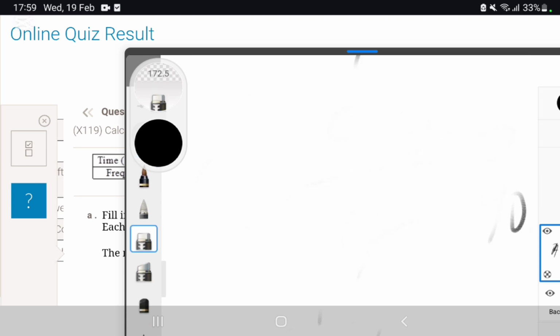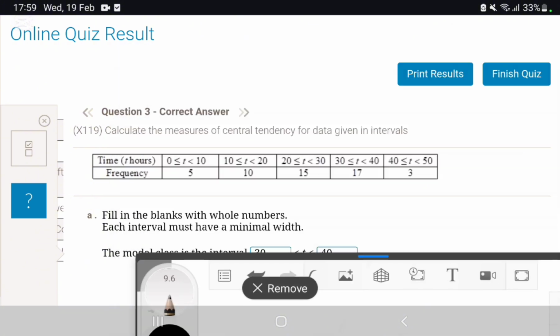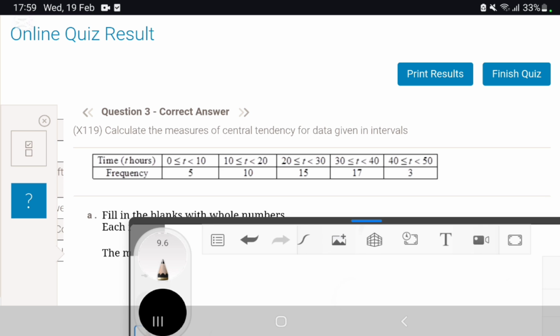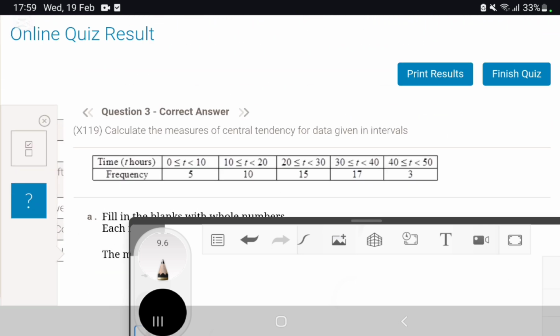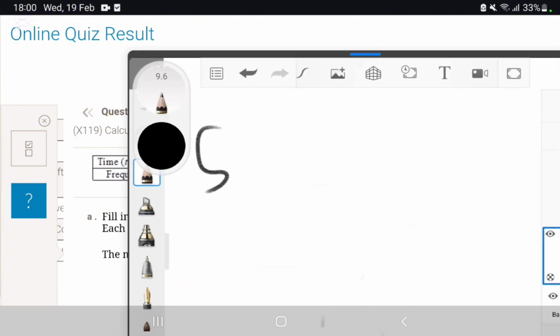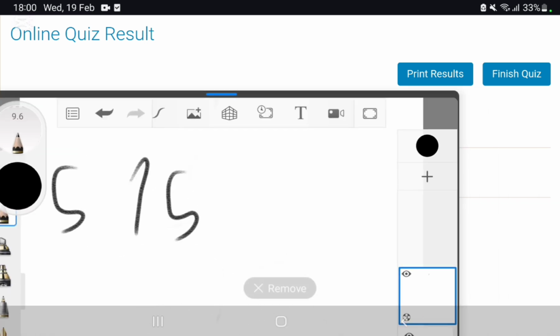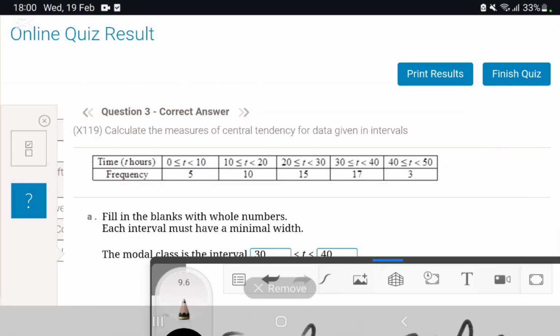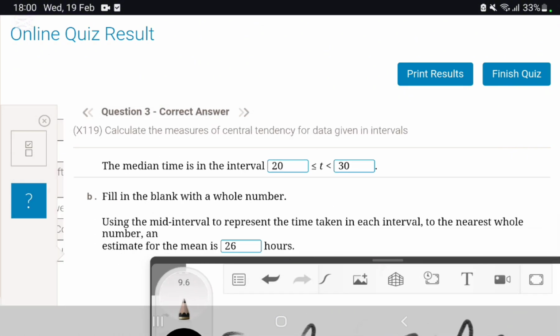But to find the median class, we're going to have to find the cumulative frequency. So what I'm going to do is put them in order. So the first one will be 0 to 10, then 10 to 20, then 20 to 30. To find the cumulative frequency, for the first one it's going to stay 5, and then for 10 to 20 we're just going to add 10 plus 5. So it's going to be 5, 15, 30, 47, 50.